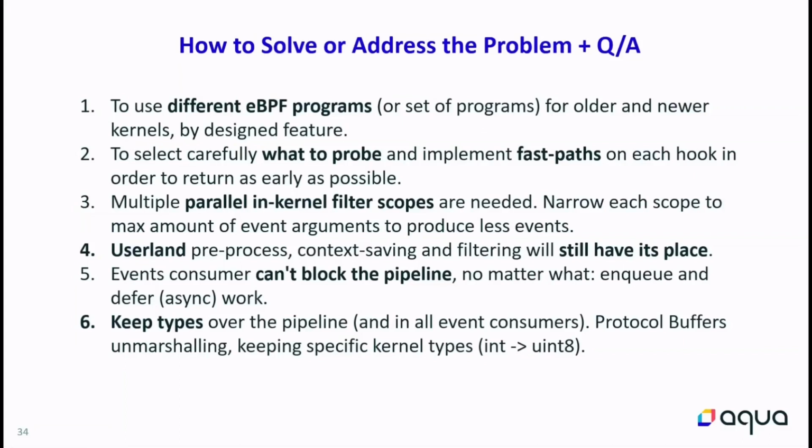With all that has been said, these are the conclusions. To use different eBPF programs or set of programs for each feature you would like to have, depending on the kernel versions you would like to support. To select carefully what to probe and to return from the hooks as fast as you can. To have multiple parallel in-kernel filters. Userland pre-processing, context saving and filtering will always have its place. Events consumer cannot block the pipeline no matter what, or else event loss will happen.